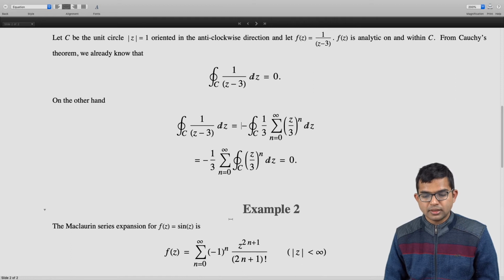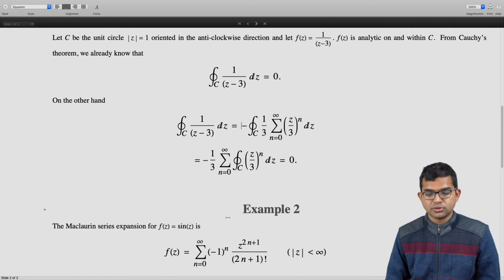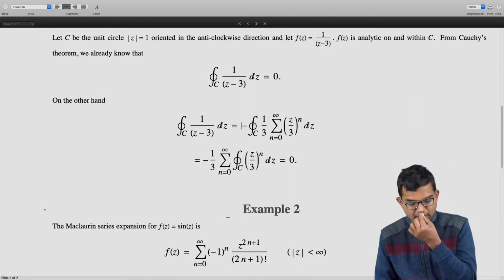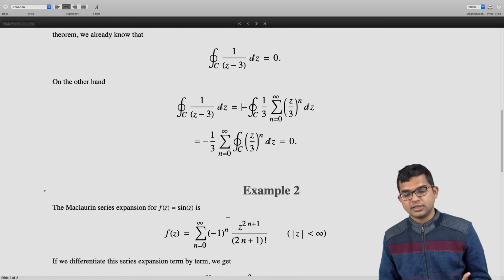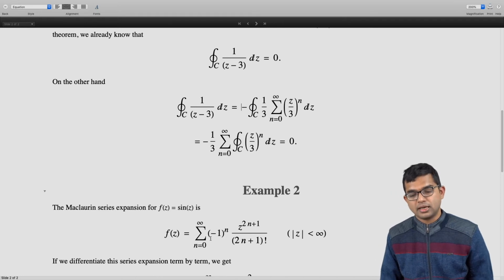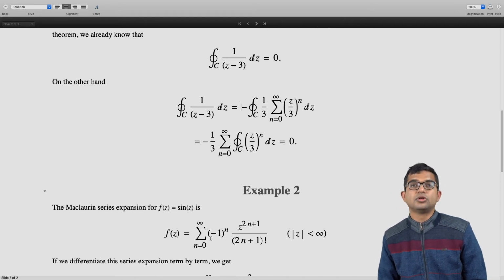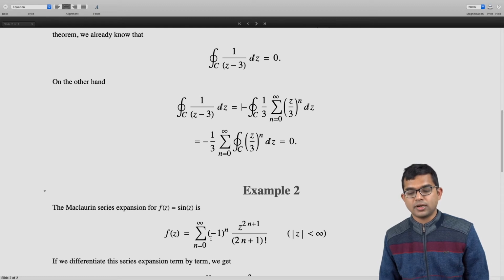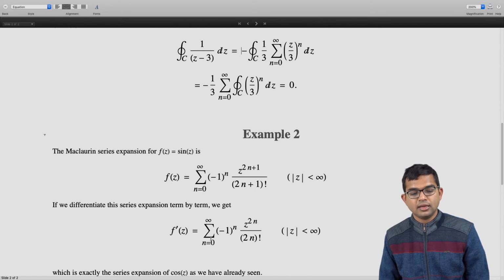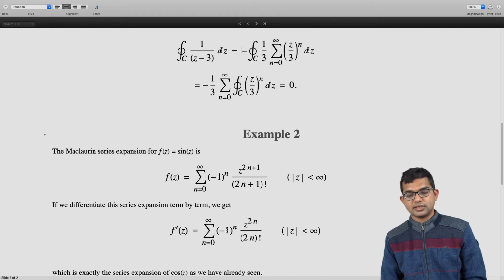So here it's about taking derivatives, right? So suppose you look at the function f of z equal to sine of z. We already worked out its Taylor series expansion. It's simply given by summation over n of minus 1 to the power n, z to the 2n plus 1, divided by 2n plus 1 the whole factorial, mod z less than infinity. So if we differentiate this term by term, you get a 2n plus 1 z to 2n, and then 2n plus 1 will cancel with 2n plus 1 in the denominator, and then you get z to the 2n divided by 2n the whole factorial, and of course minus 1 to the n stays as it is.